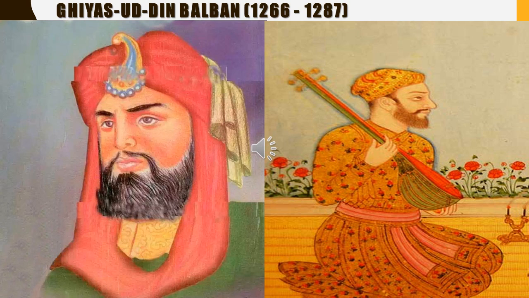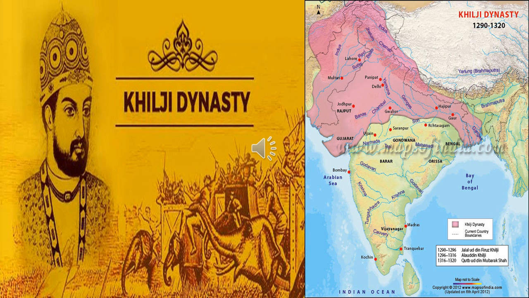Then finally he patronized, that is, gave financial and moral support to, the famous Persian poet Amir Khusro, who was called the parrot of India. Balban died in the year 1287 AD. Next came the Khalji dynasty, also called the Khilji dynasty.